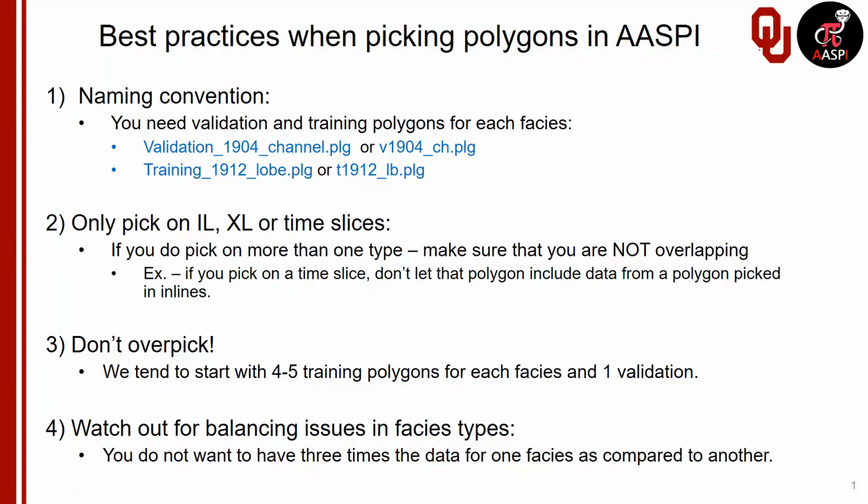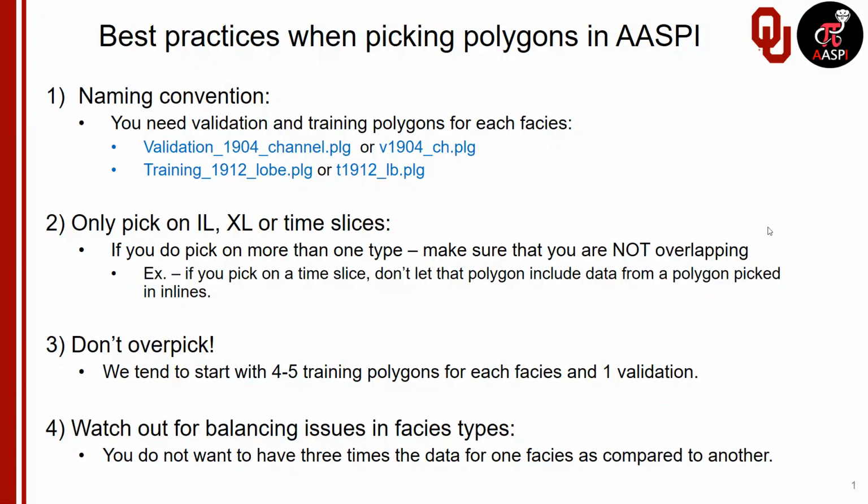Our third piece of advice is not to overpick. We try to start with 4 to 5 training polygons for each facies, and then 1 or 2 validation polygons. The other thing you want to watch out for is balancing your different facies types. This means if you have a large salt body that you've picked as a polygon, you may need to pick several polygons of maybe some conformable sediments or MTDs in order to have about the same amount of data in each facies type.